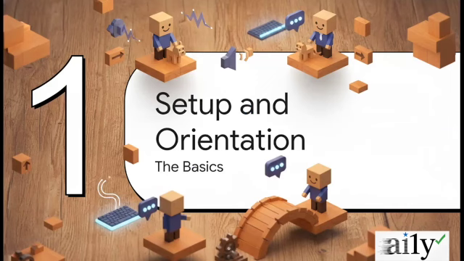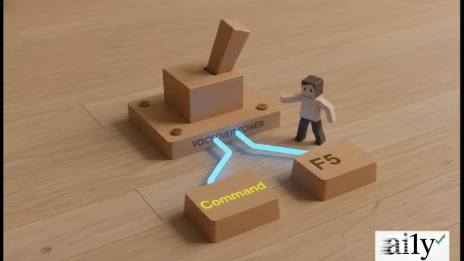Okay, let's begin with the absolute basics, how to turn VoiceOver on and get your bearings. So first things first, the most important command to know is Command F5. This simple key combo is your master switch. You press it to start VoiceOver and you press it again to turn it off.